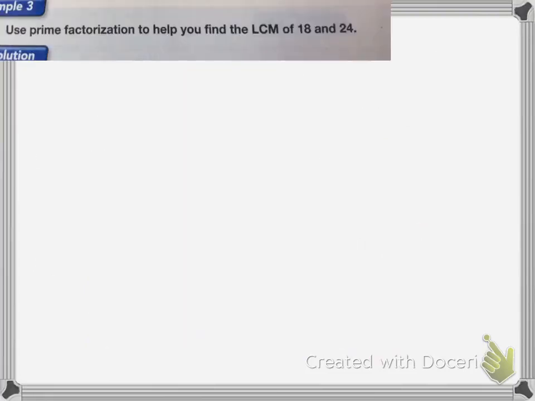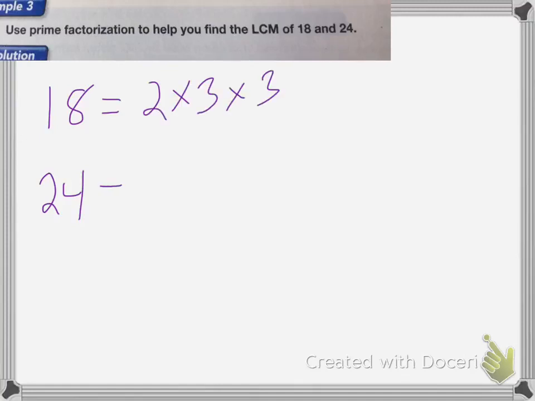Alright, so this one wants us to use prime factorization to help us find the least common multiple of 18 and 24. So first we're going to write out the prime factorization of these two numbers. So 18 is 2 times 3 times 3, and 24 is 2 times 2 times 2 times 3. So the prime factors of 18 and 24 are all 2's and 3's. So from this, we have to use all of the prime numbers necessary to form any number in the set.